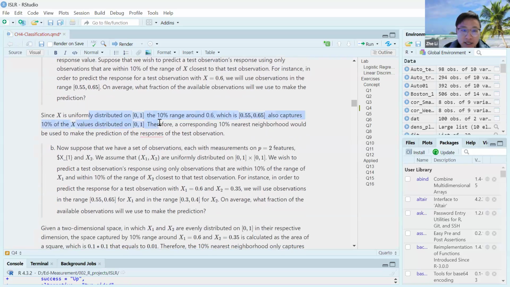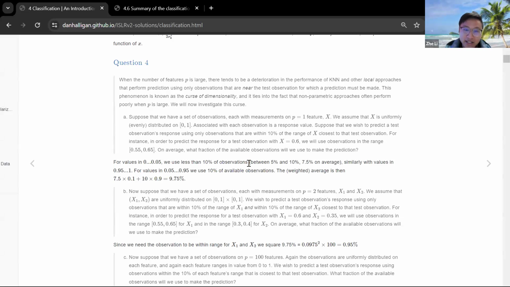So in my case, I just see that the data is distributed normally on a line, and that's a line from 0 to 1. So we want to find the 10% range around 0.6. Because the range is on a line, if the length is 10%, the area we want to capture around the point is also 10% on this line. So I think it corresponds to a 10% nearest neighbor, but the solution gives 6.75. So I actually do not know why.